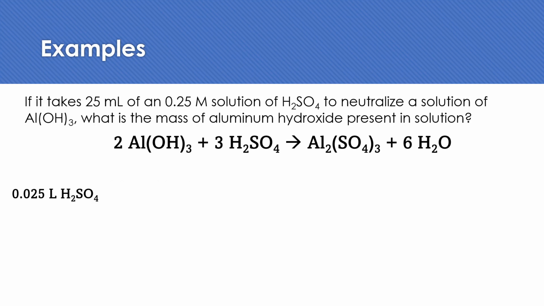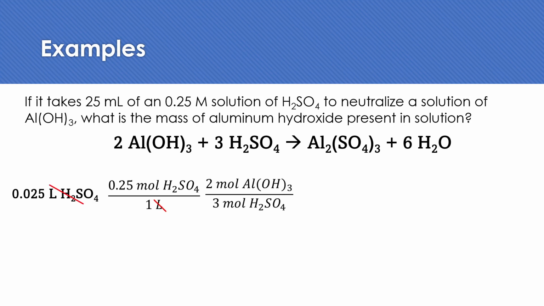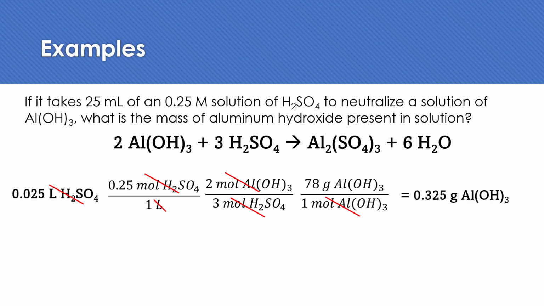sulfuric acid. I want to convert that to moles, so I'm going to multiply by the molarity. And then I want to convert that from moles of sulfuric acid to moles of aluminum hydroxide. So the ratio is 2 to 3. So moles of sulfuric acid cancel. And then I'm going to multiply that by the molar mass of aluminum hydroxide, which is 78. So moles of aluminum hydroxide will cancel. So now I'll get grams of aluminum hydroxide, which turns out to be 0.325 grams.